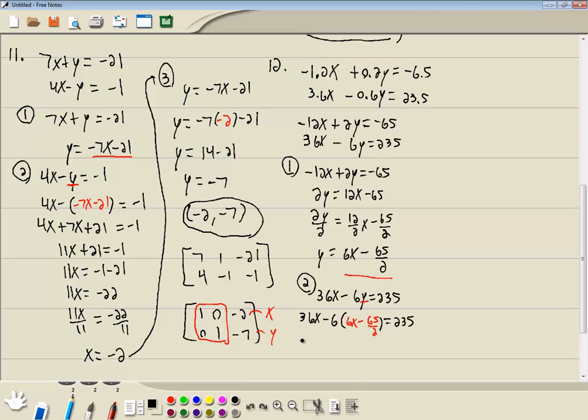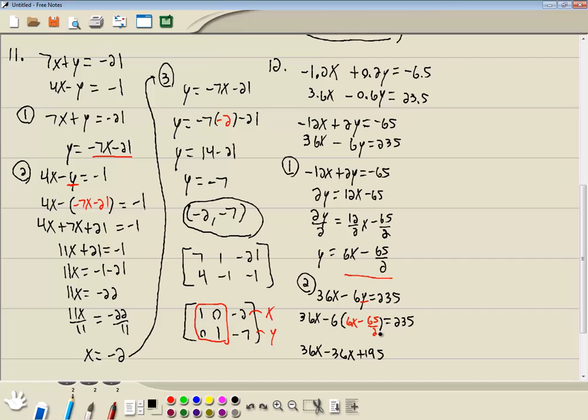Well, solve this now. So distributive property. Negative 6 times 6 gives us negative 36x. Okay. Negative 6 times negative 65 over 2. Negative times negative is positive. And 6 divided by 2 is 3 times that gives us 195?